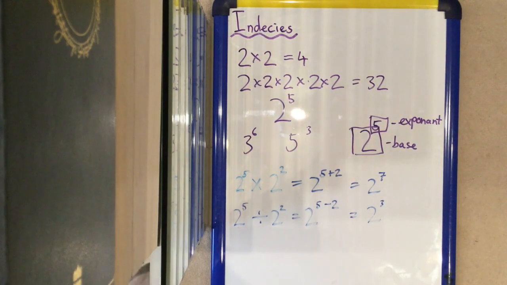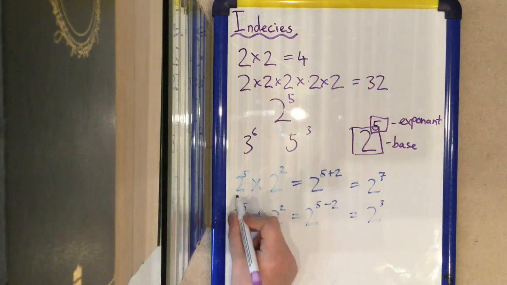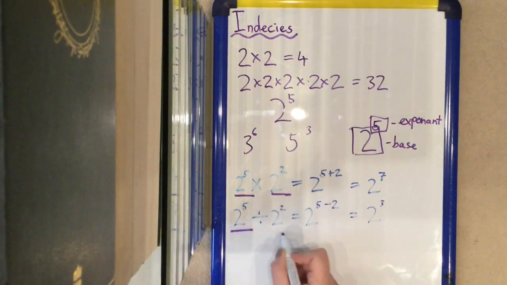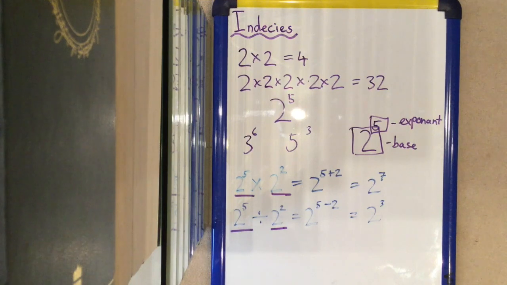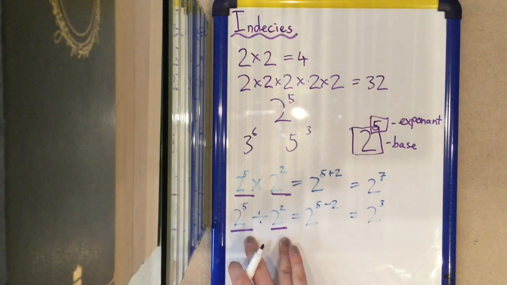Now, again, this only works because I've got a 2 here and 2s here. You cannot use these rules unless your bases are the same number.